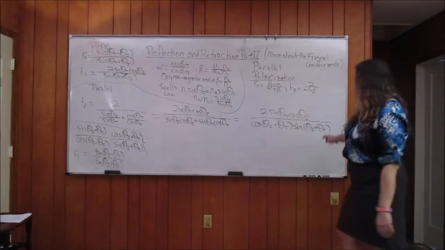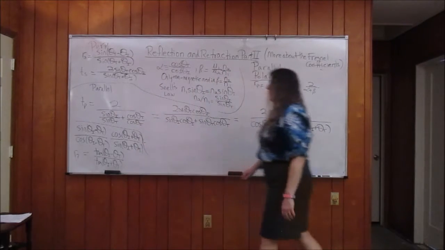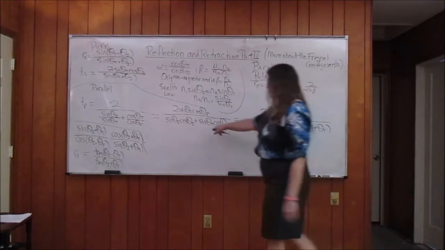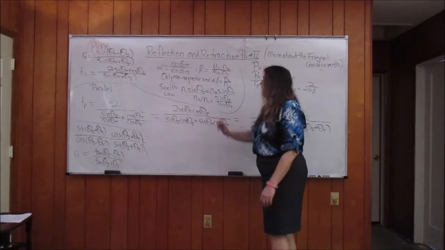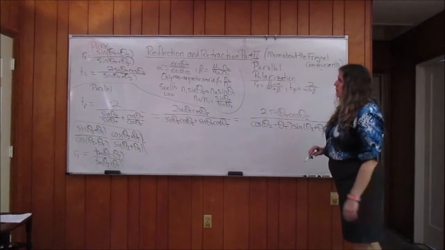Okay, so I'm going to have the same denominator as I did for the coefficient of reflection for parallel polarization, but of course, because I had to eliminate these two denominators and multiply everything through by sine theta t and cosine theta I, it's very messy.